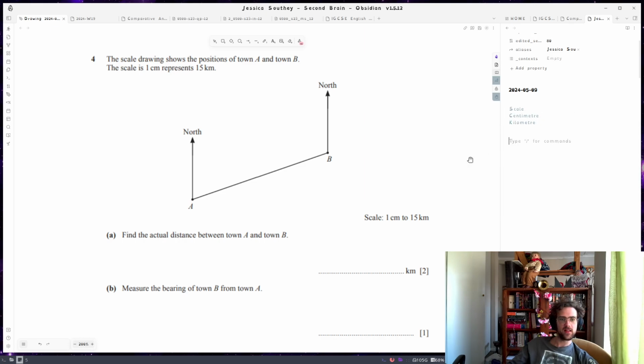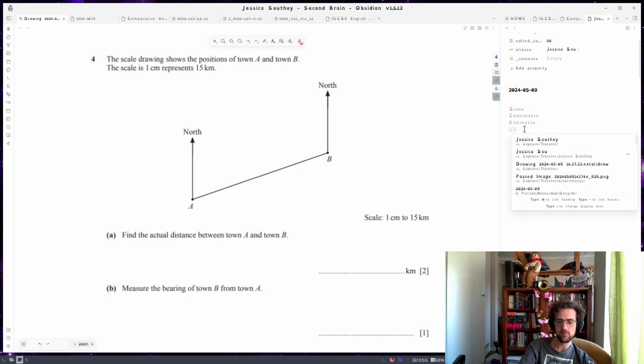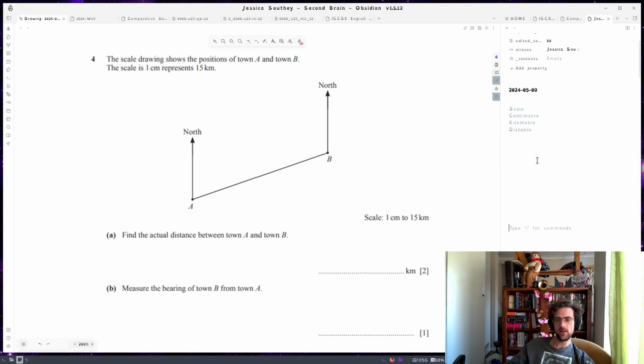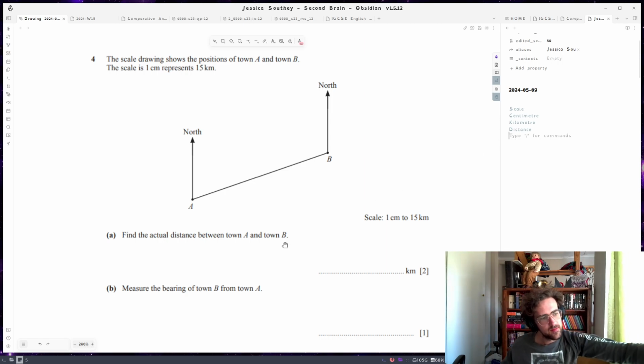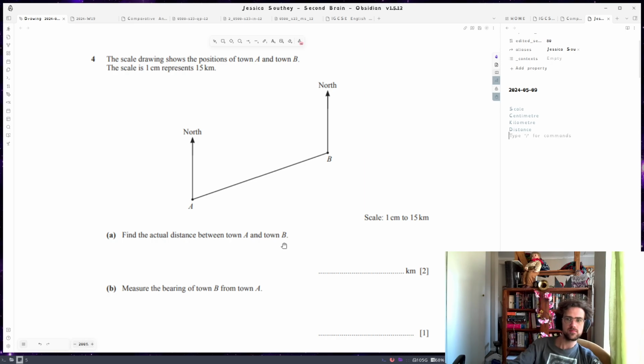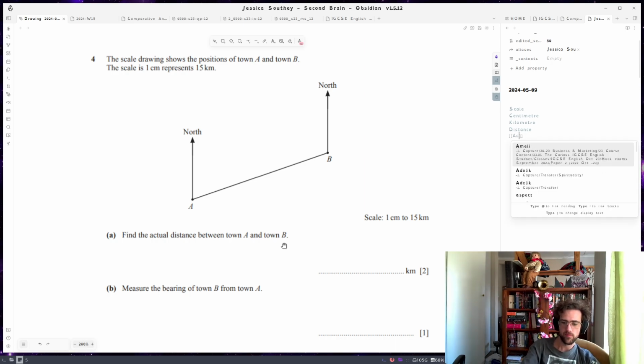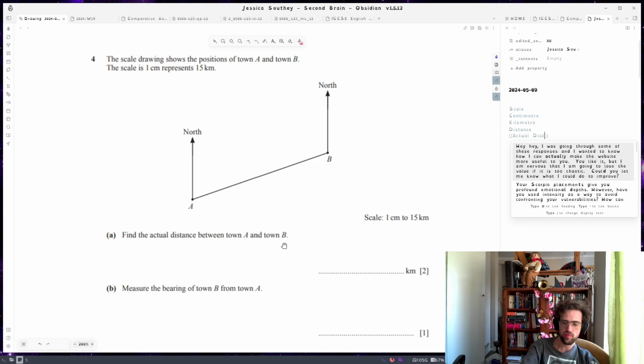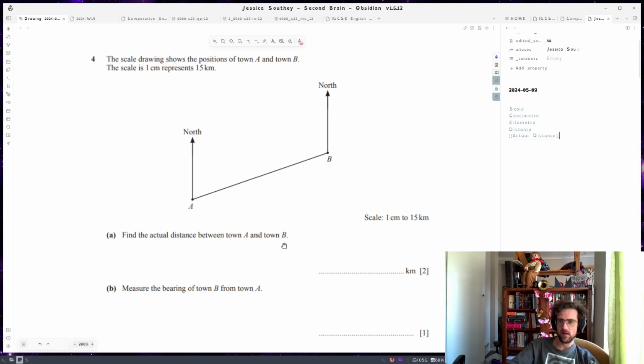Okay, so we've got scale, centimeter. Actually, we've got distance. And then we've also got this phrase, actual distance. And last thing was bearing. So we'll explore these as we go. I just want to write down our key terms as we go.